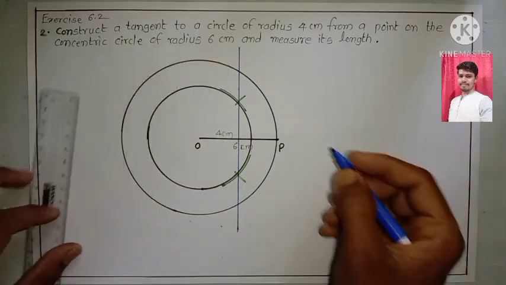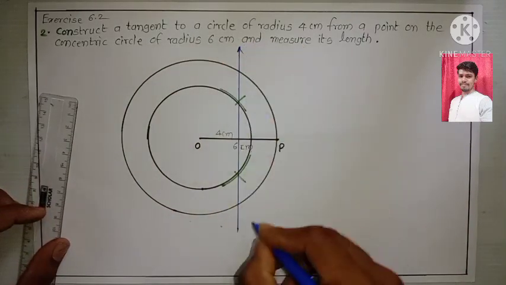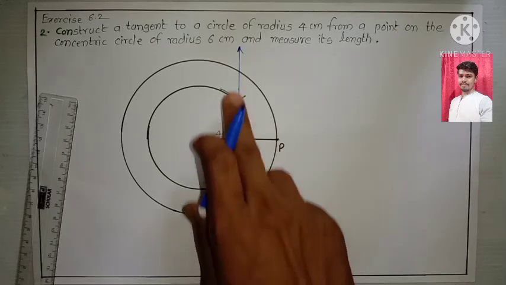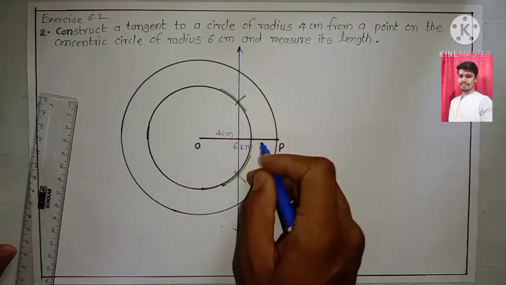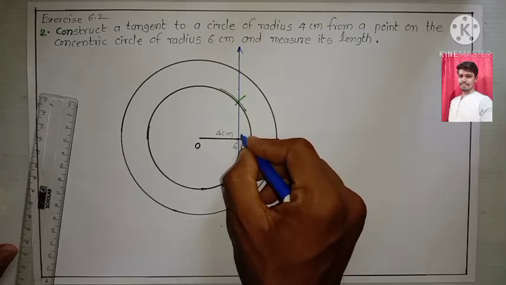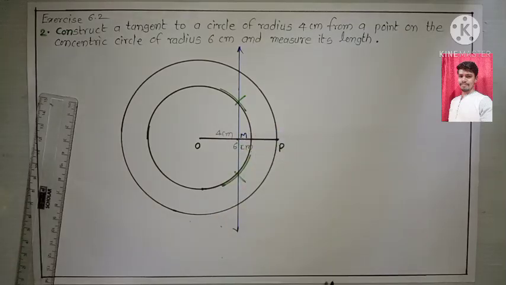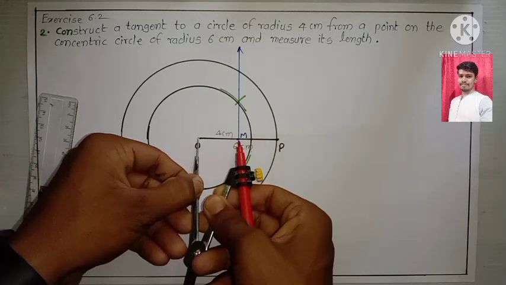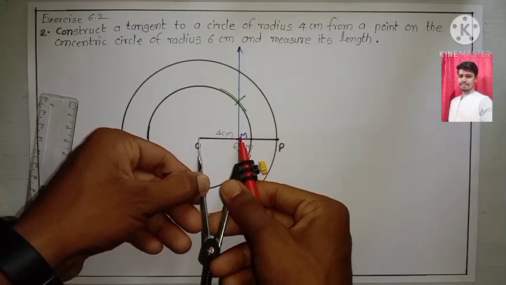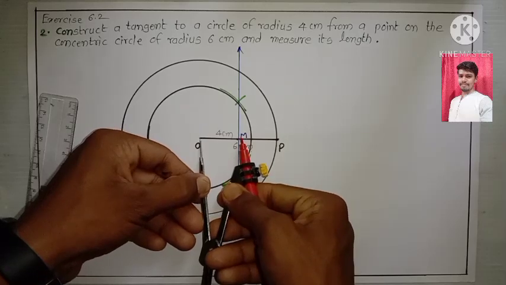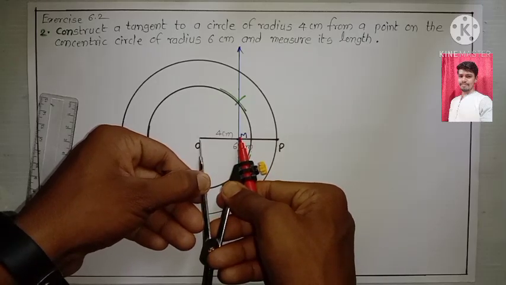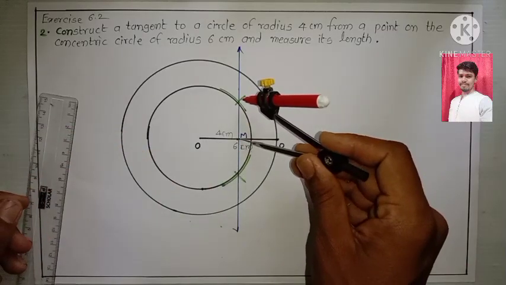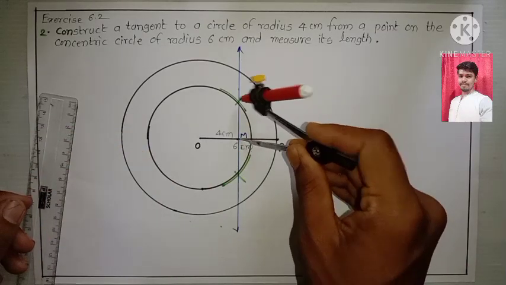Where this straight line intersects OP, name that point M. In step 5, take the OM distance in the compass, put the needle of the compass on point M, and draw one circle.